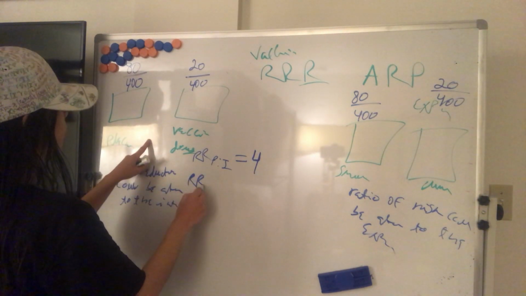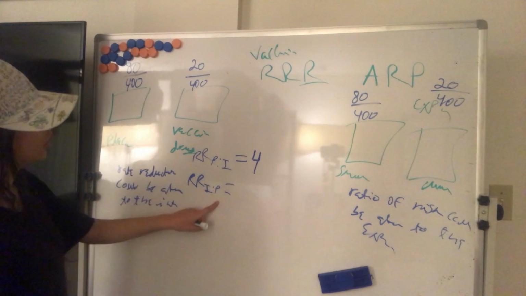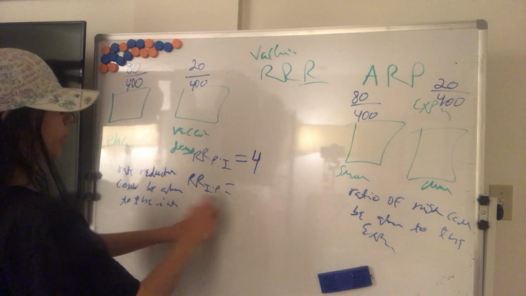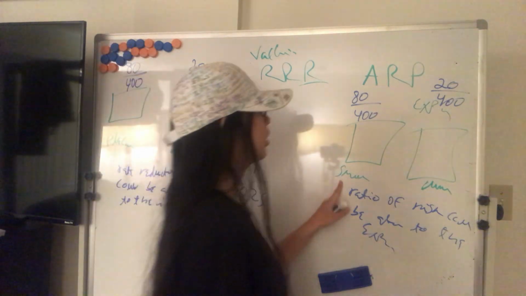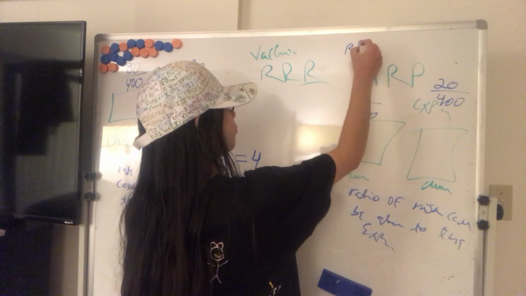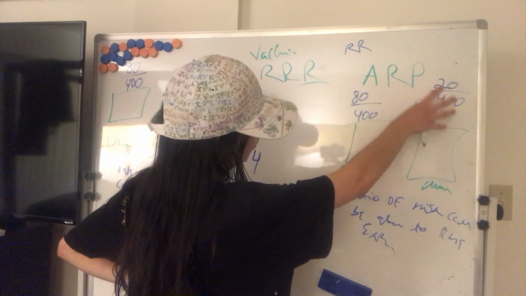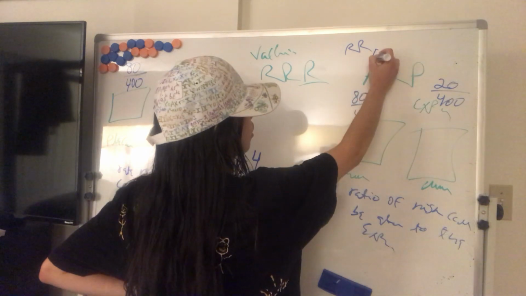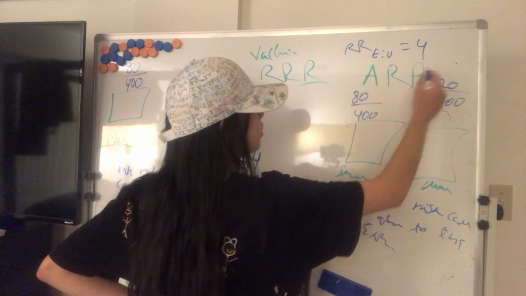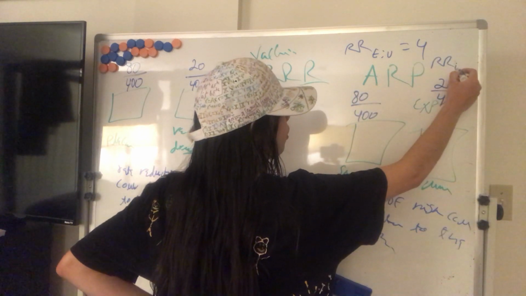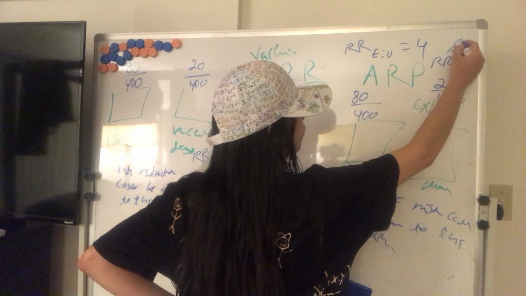Here also the relative risk of the intervened group in relation to the placebo group would be 2 over 8, which is 1/4 or 0.25. Here the same, the relative risk of the exposed group to the unexposed group, exposed to unexposed, is 4, and the relative risk of the unexposed to exposed would be 0.25.